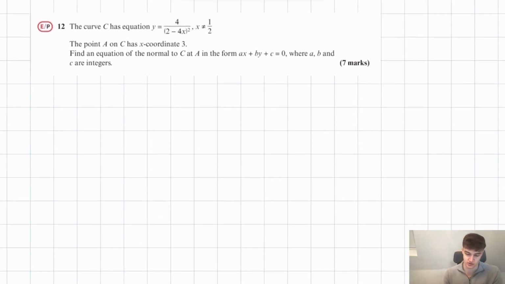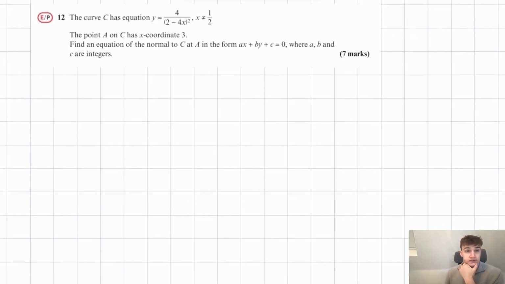So let's move on to question 12. So this is just 7 marks straight off the bat, no breaking it up. So we've got a curve with that equation. X is not allowed to be a half. We've got a point A that has x coordinate 3. Find the equation of the normal to C at A in that form. So we've basically got the exact same question again, but we've just got a different function. So they like to do this a lot at A-level, where they are really just getting you to do the same things every time. So the process of this question is going to be identical to the previous one. It's just the derivative that we do is going to change.